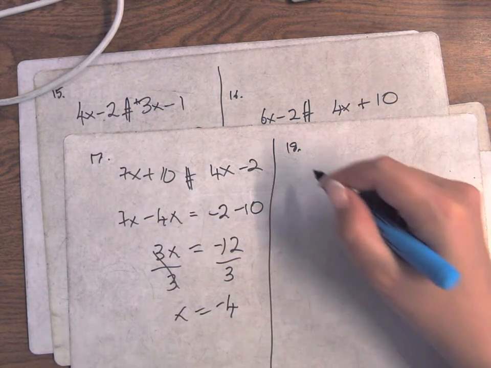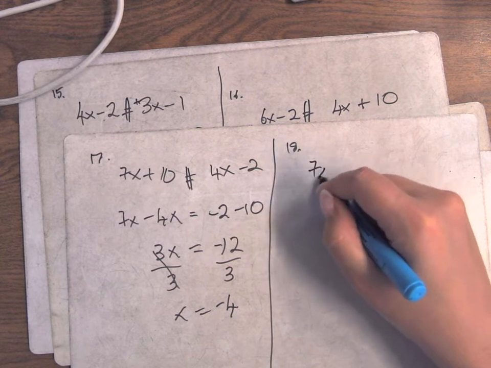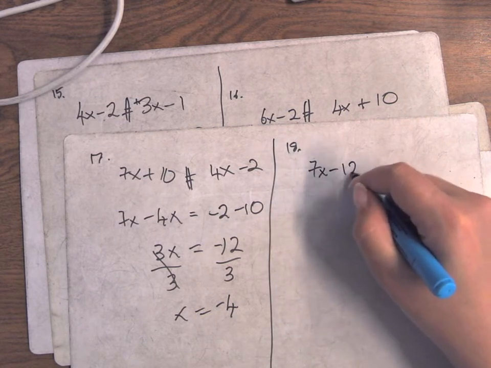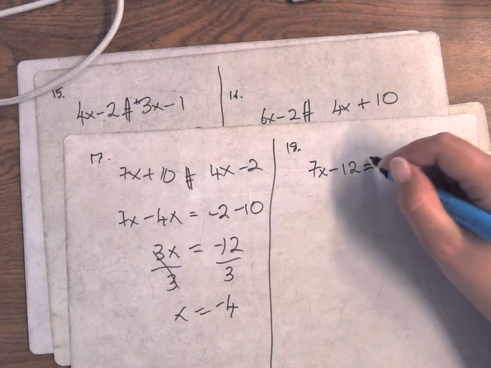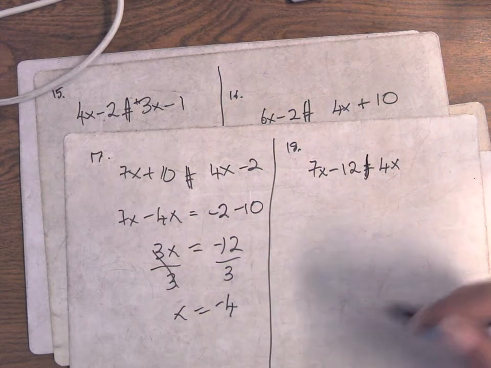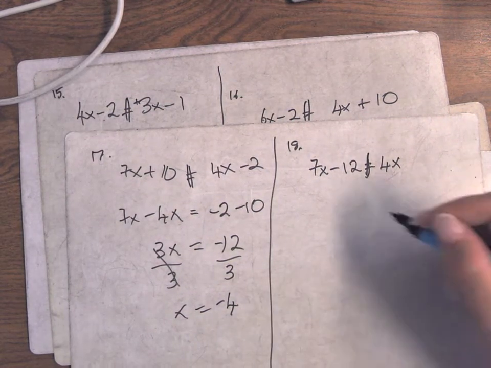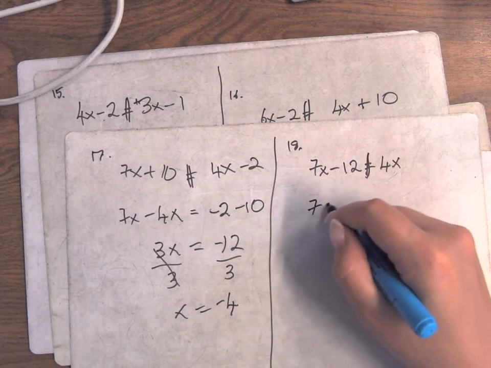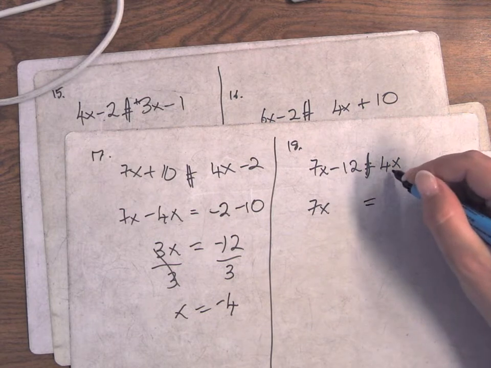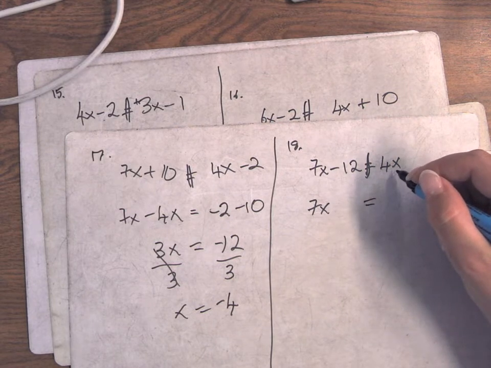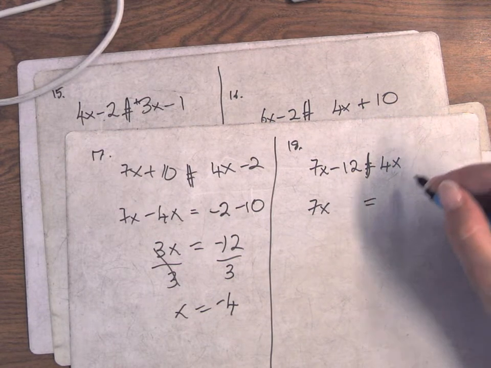7x minus 12 equals 4x. Right, build a wall. Right, Madison, off you go. Good girl. The -12 is going to move, isn't it? The 4x is also going to move, isn't it? Now there's no number over here, but that's okay.